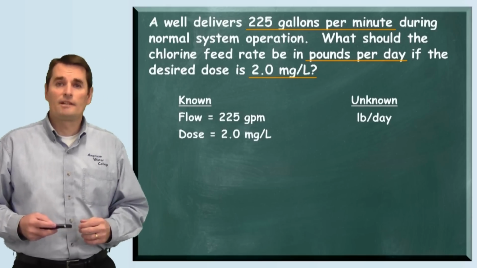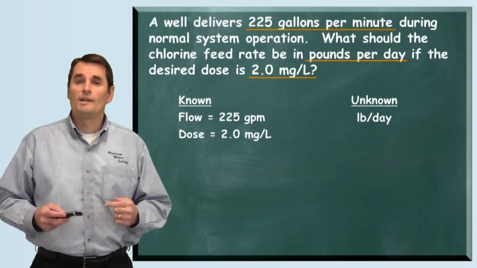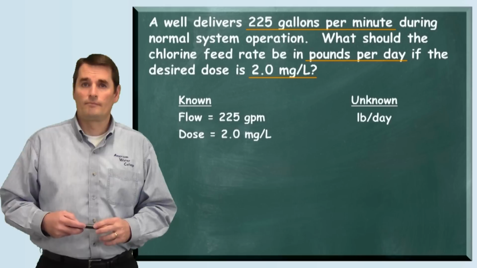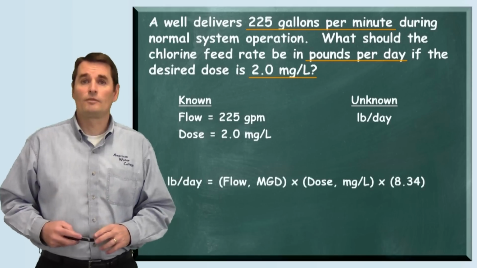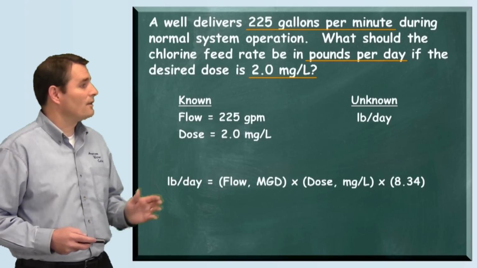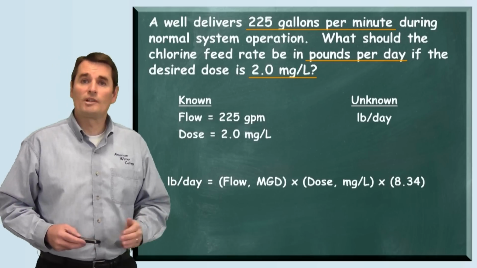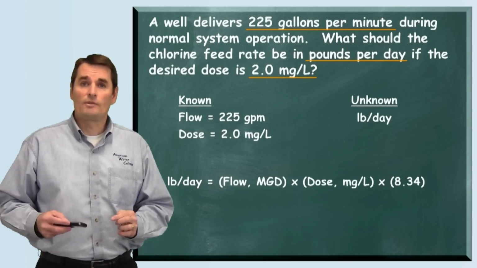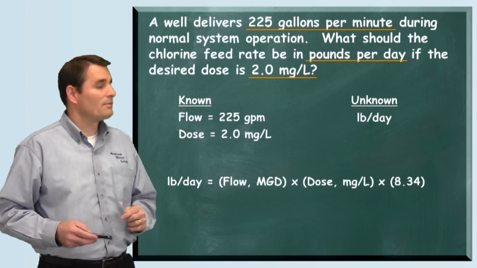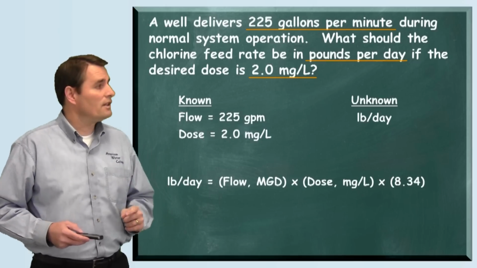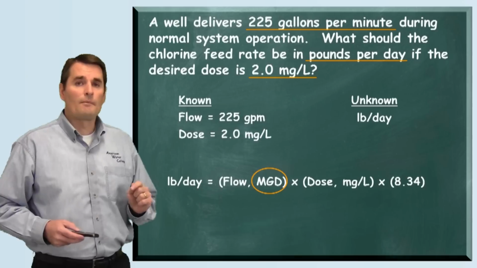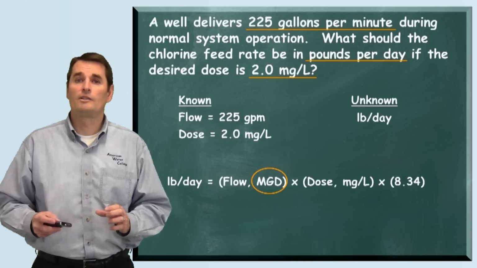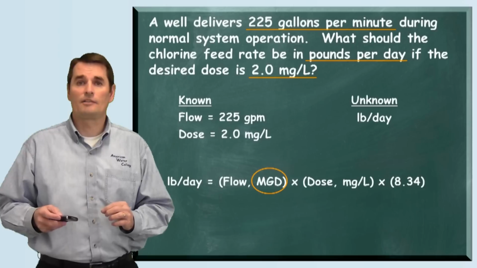Now that we have all the information pulled out of the problem, we can select a formula that uses this information to solve the problem. In this case, we're going to use our pounds formula, which says pounds per day equals our flow in MGD times our dose in milligrams per liter times 8.34. Now I want you to notice that our flow units are million gallons per day. So for this formula to work, our units have to be in million gallons per day.